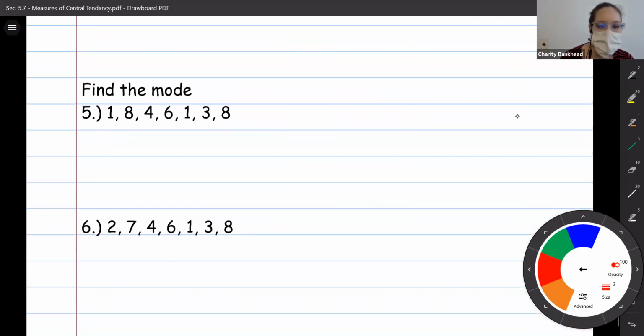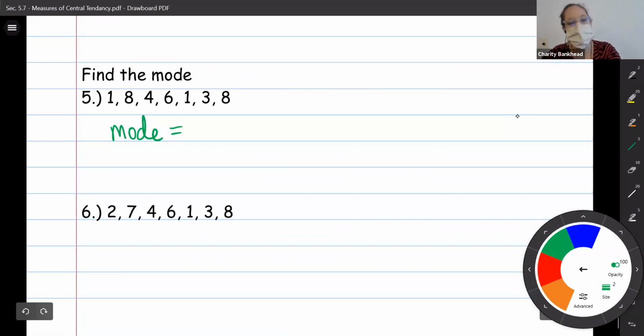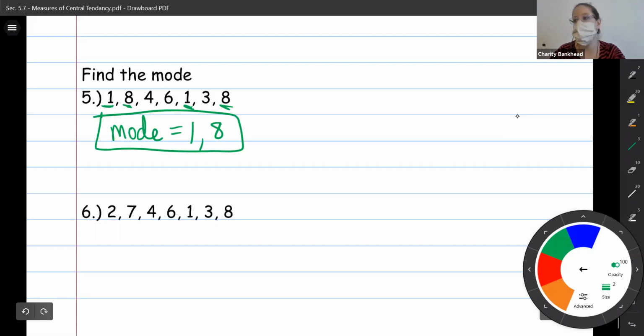Find the mode. So what is the mode for number 5? So this is the case where it does have two different modes. The mode is 1 and 8 because they have the same amount of 1s and 8s. So in that case, they're both the mode. So the only time you have multiple modes is if they have to be repeated the same amount of times.